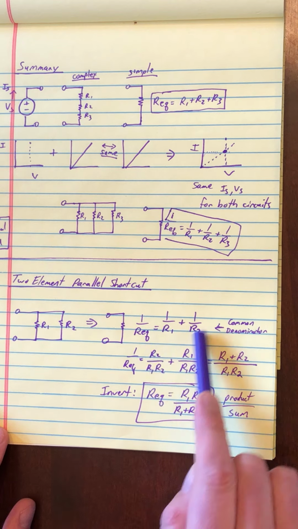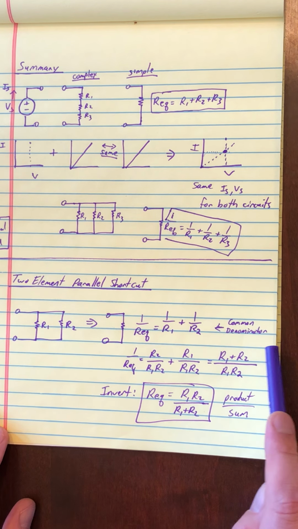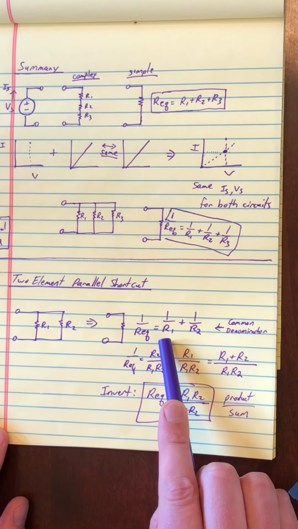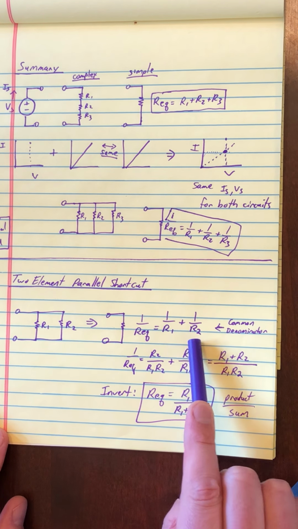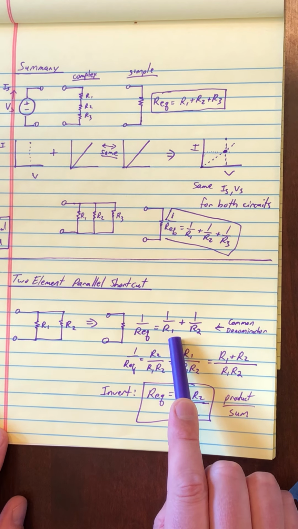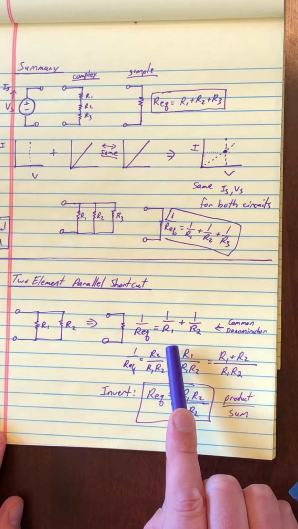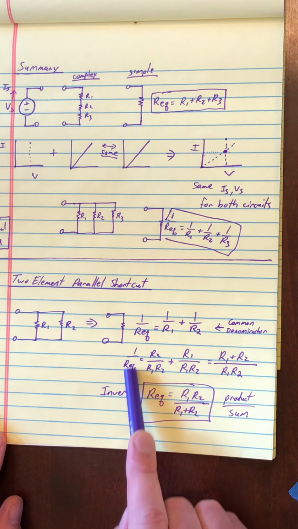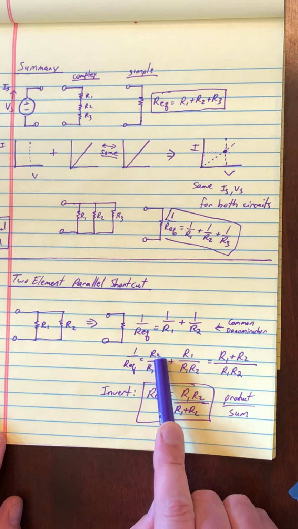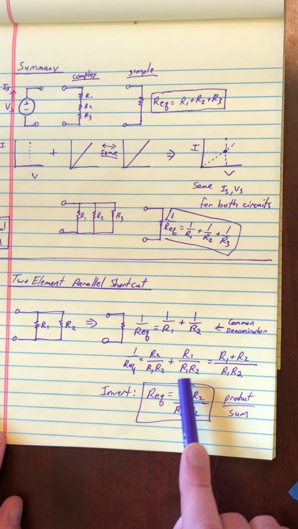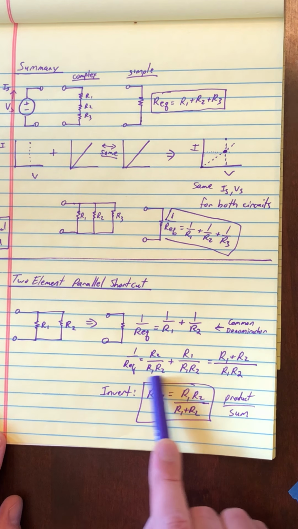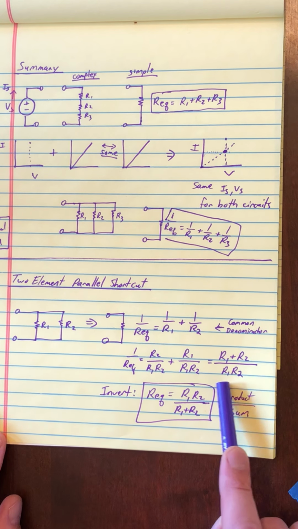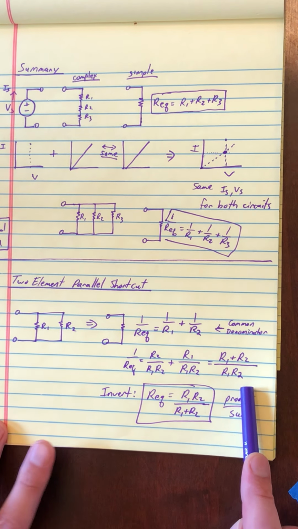So instead of taking the whole 1 over R1 plus 1 over R2 and so on, if I just start to rearrange, if I only have 2 resistors, I can easily find a common denominator, which is R1 times R2. So I multiply this term by R2 over R2, I multiply this term by R1 over R1, and I end up with 1 over R_EQ is R2 over R1R2 plus R1 over R1R2. Then I can combine those over one denominator. So that's R1 plus R2 over that product term R1R2.